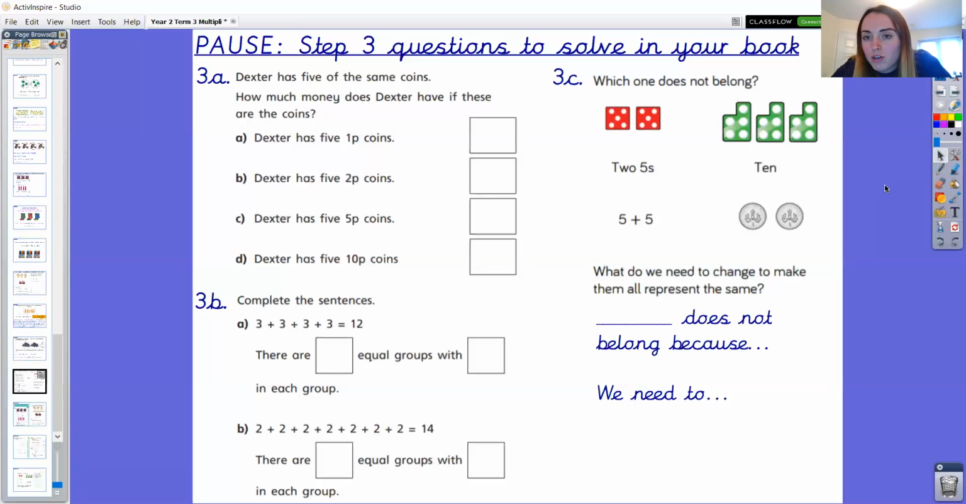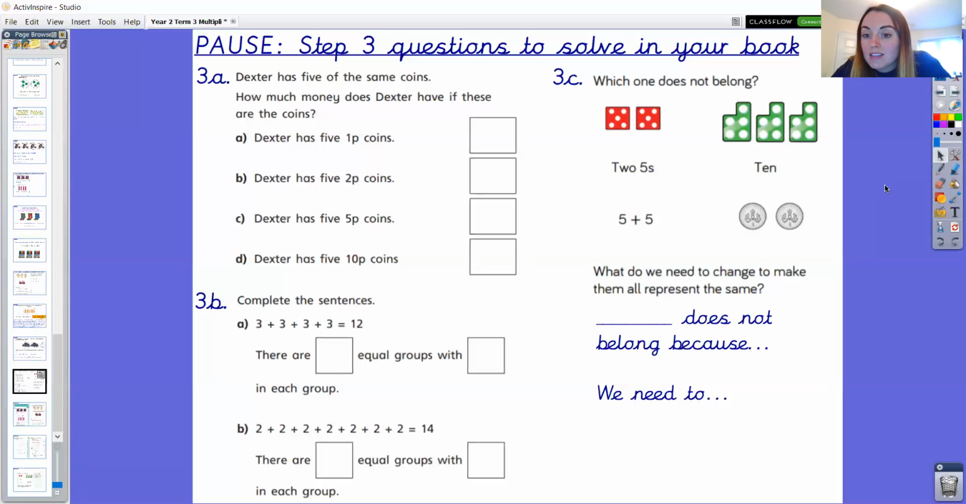So the word one means which picture. As you can see, there are some coins, and there is dice, there is a number sentence, there are short statements, there are also some coins. So which one does not belong there? And what do we need to change to make them all represent the same?